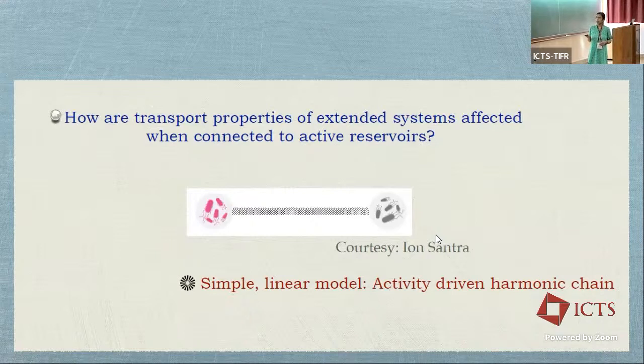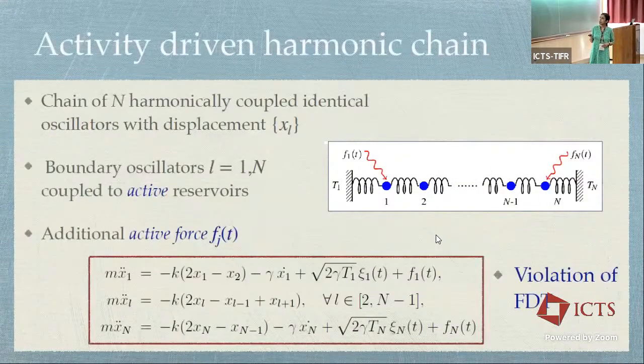Okay, so again, we'll take a very simple linear model. That's what I call the activity driven harmonic chain. So here again is the model. We have the same setup. We have N oscillators in a chain connected to neighbors through harmonic interaction, and also thermal reservoirs, the usual thermal reservoirs. But additionally, now we consider two extra forces on the boundary oscillators, which are what I call active forces. They have some memory. Okay, and so these forces do not satisfy FDT. So the dissipation and these forces are not related, which makes the reservoirs now non-equilibrium.